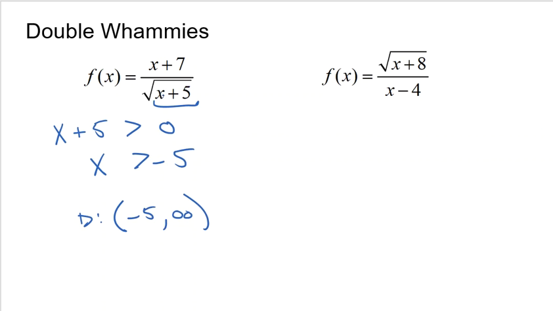If you plug -5 in, the square root says, I don't mind there's a 0 inside of me. Oh, but wait a minute, the fraction says, I do mind that there's a 0 in the denominator. So that's why you cannot equal -5 in this case.